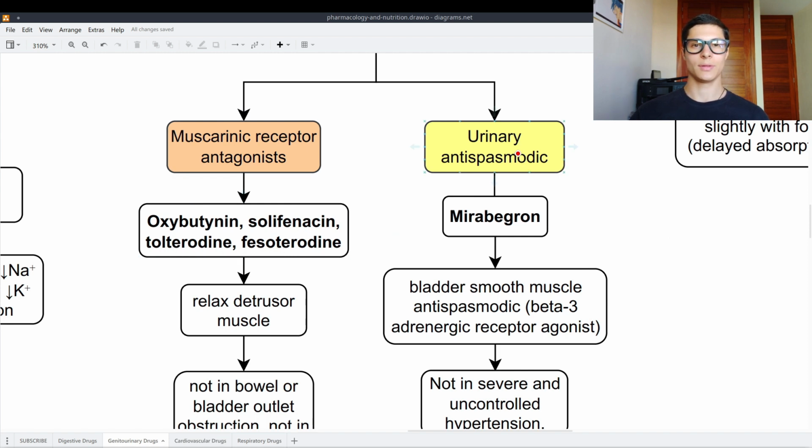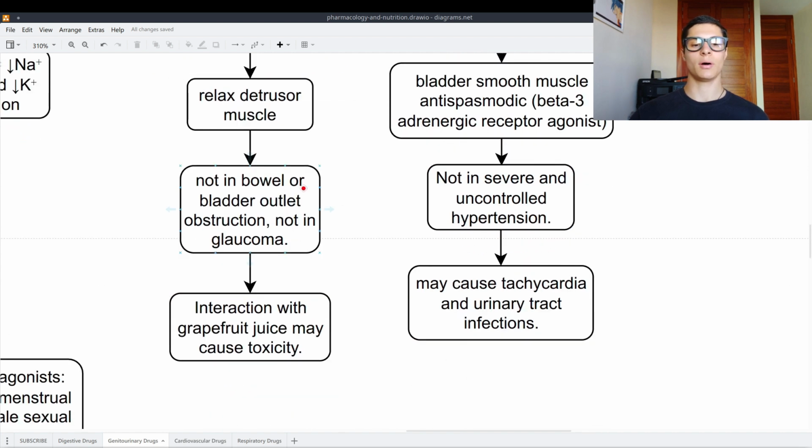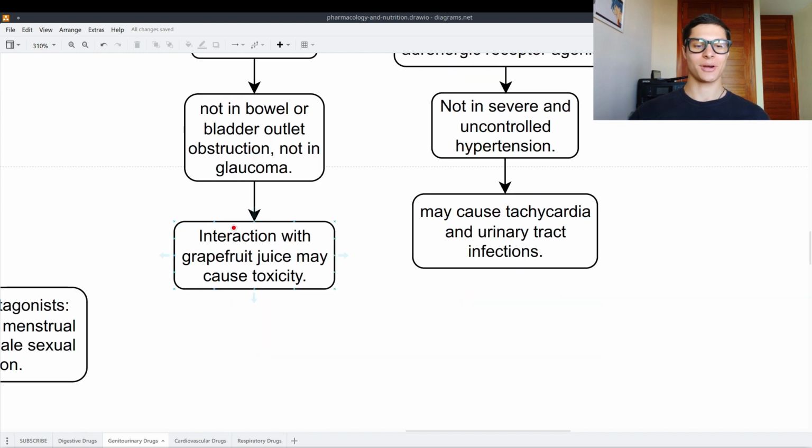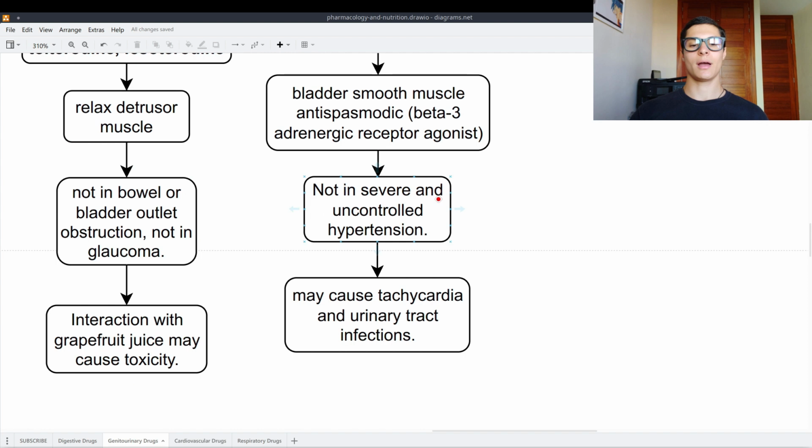And on the other hand, the urinary antispasmodic, mirabegron. The oxybutynin will relax the detrusor muscle. They are not used in bowel or bladder outlet obstruction and not in glaucoma. And the interaction with grapefruit juice may cause toxicity. Mirabegron is a bladder smooth muscle antispasmodic. To be precise, it is a beta-3 adrenergic receptor agonist. It is not used in severe and uncontrolled hypertension, and it may cause tachycardia and urinary tract infections.